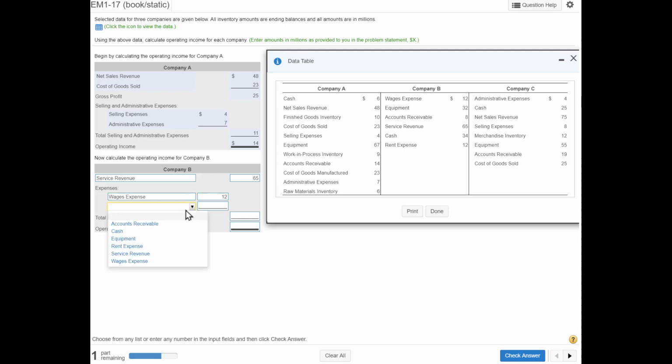And what's our other expense? Rent expense, which we get from right here, 12, so we've got total expenses of 24. We're going to subtract those from 65, and that gives us operating income of 41.